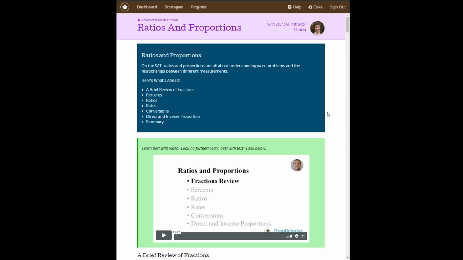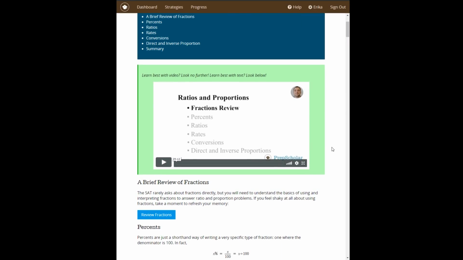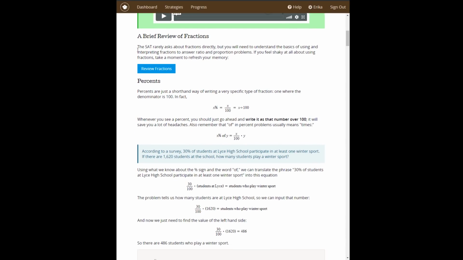So this is an advanced math lesson for ratios and proportions. That means that either I started at an advanced level, or I started at a core level and leveled up to advanced by taking a core level quiz. So we see that the lesson is super interactive. We've got a video here if we prefer videos to text. We also see that we have a review function if we're not quite 100% ready for this lesson.